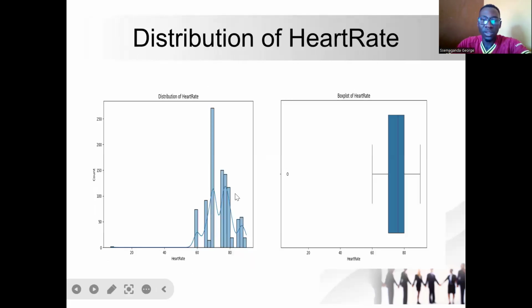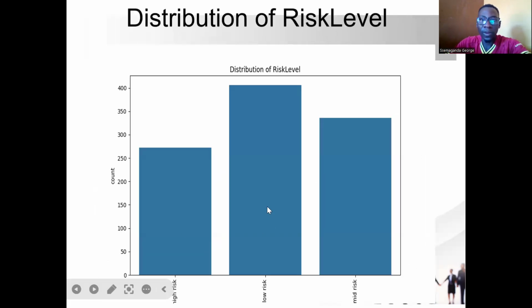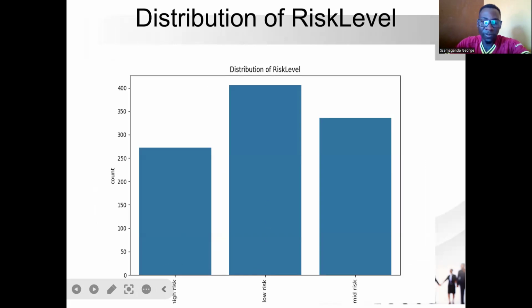Then the heart rate. Normal heart rate is between 70 and 80 BPM. So that's why we have most of the count here between 60 and 80 for the heart rate. Then the risk levels for this data set looked at three categories: high, low, and mid risk. And from the data set, it shows that all these patients had risks.